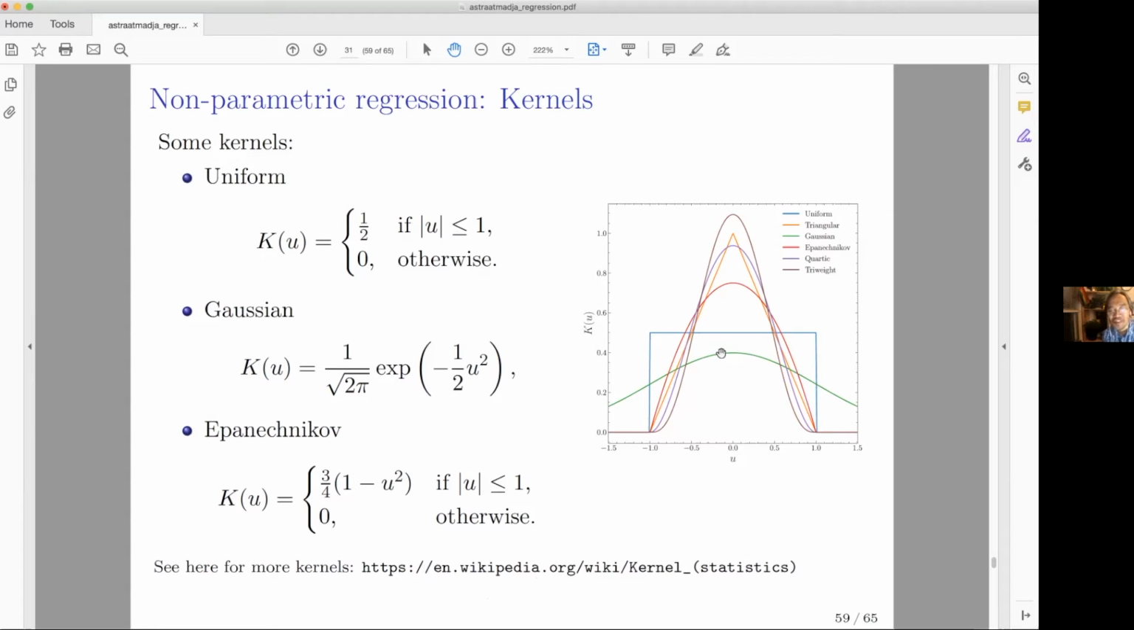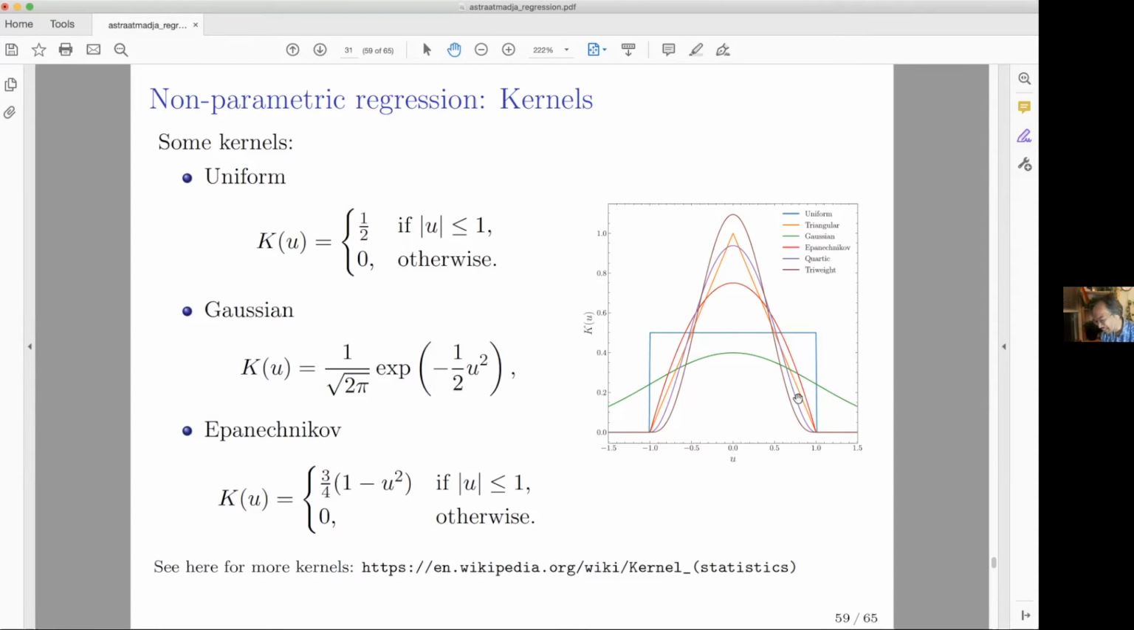But notice here, there are two kinds of kernels. The one that is non-zero everywhere, like the Gaussian, is what we call a kernel with infinite support. Support is the area where it is non-zero. Gaussians are non-zero everywhere, so we call it infinite support. And the ones here, defined only within the bandwidth, like the uniform, the Epanechnikov or the triangle kernel, have what we call compact support. They are non-zero only in a certain area.